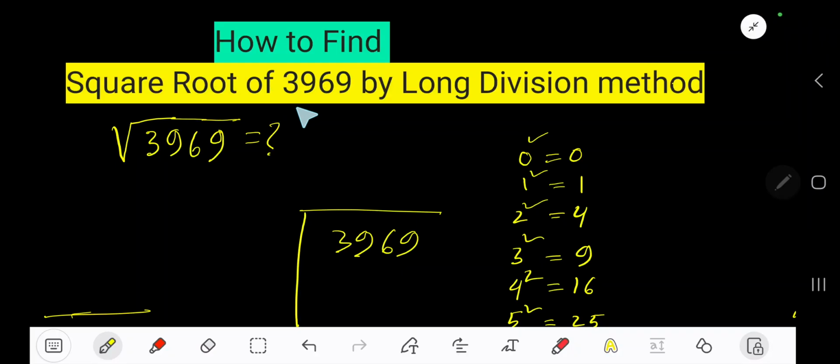How to find the square root of 3969 by long division method? We need to make pairs first. So make pairs from right-hand side to left-hand side. This is your first pair, this is your second pair.